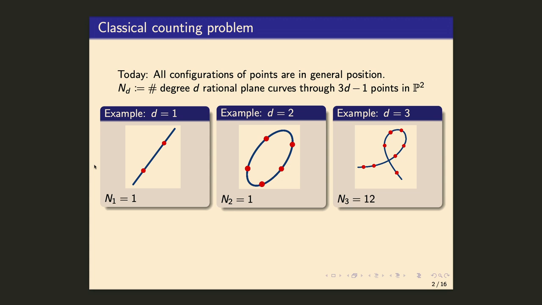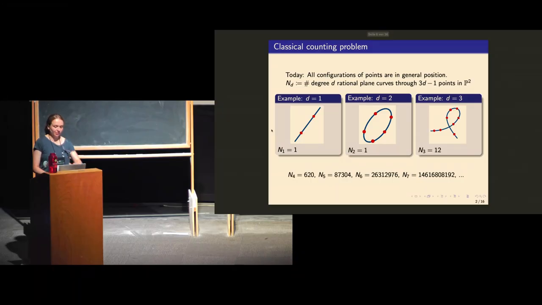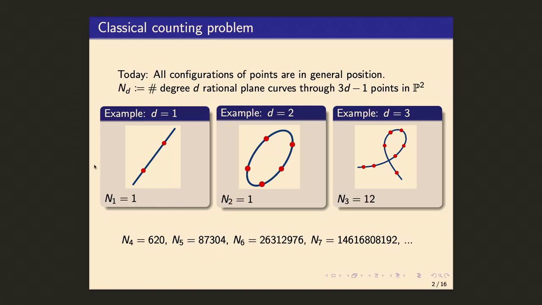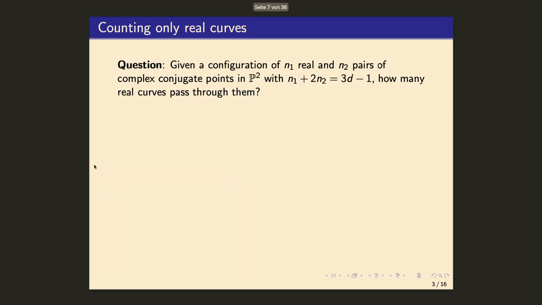Okay. So on Tuesday, when I introduced enumerative geometry over different fields, I started with something algebraically closed. So let's say this is the algebraically closed case, and then I went on to the real numbers, so let's also do this here. So now let's go to the real numbers. Assume now you have a configuration of n1 real points and n2 pairs of complex conjugate points in P2, such that n1 plus 2 n2 is again this number 3d minus 1. So now you could ask the question, how many real curves pass through them?